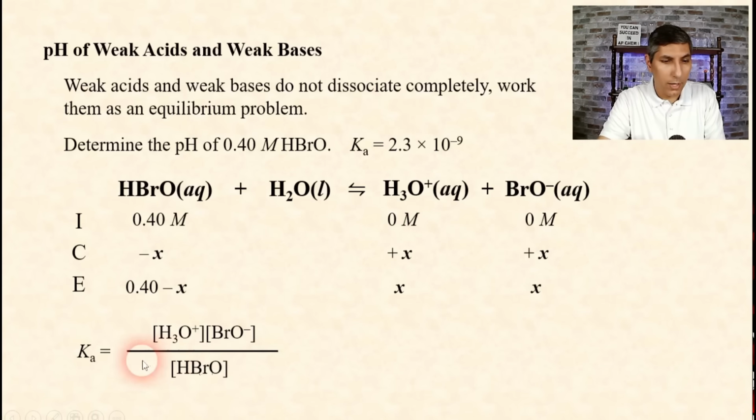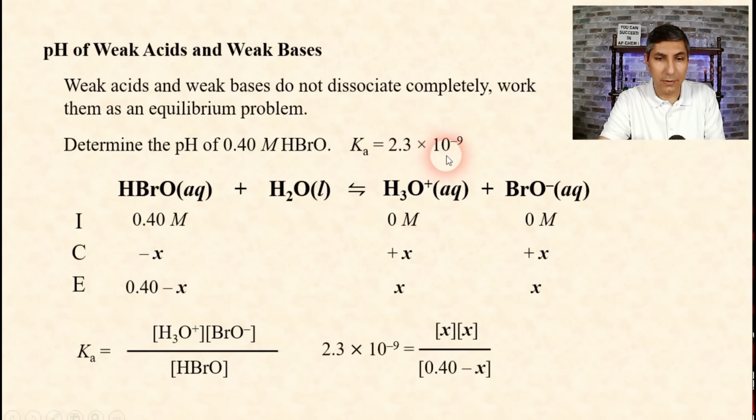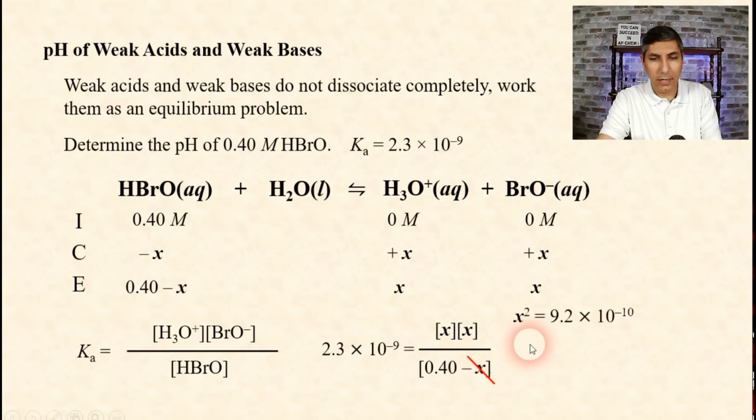Now we can plug and chug. The Ka is given to us in the problem as 2.3 times 10 to the negative 9th. We have X and X all over 0.40 minus X. There's this little math trick that I recommend that you do so that you can avoid the quadratic equation and some extra steps. You just ignore that minus X, and we can cross multiply, and we find that X squared equals 9.2 times 10 to the negative 10th. And now we take the square root, and you find that X is equal to about 3.0 times 10 to the negative 5th moles per liter.